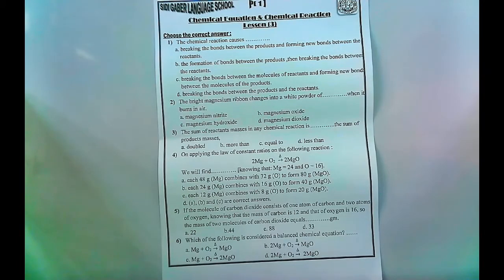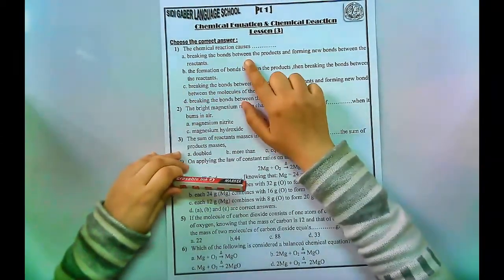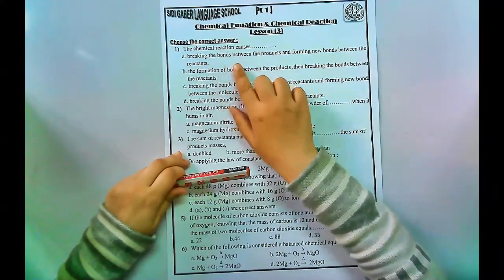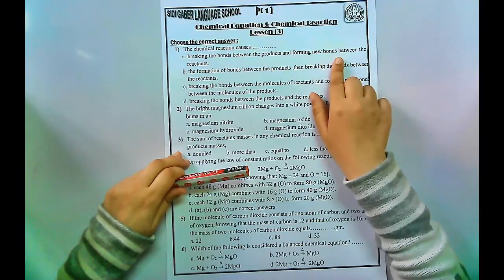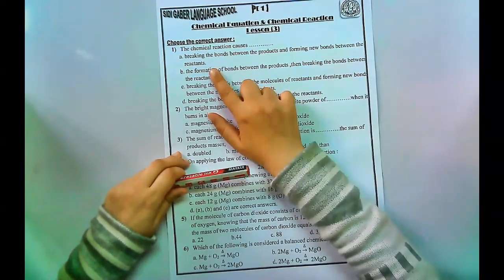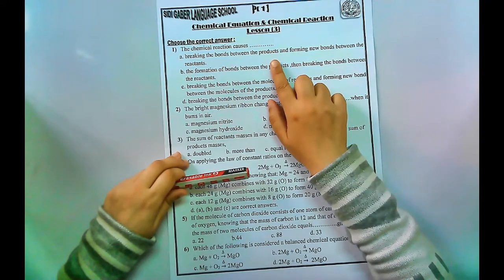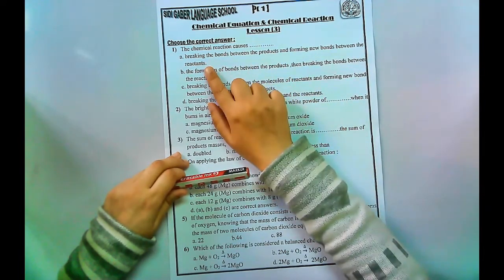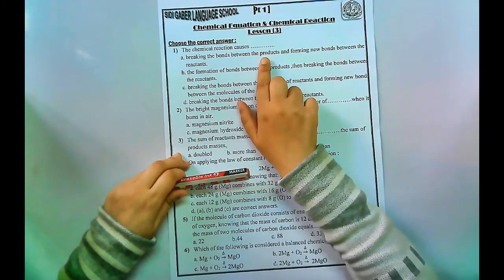Today we will make a revision for the April exam. Number 1. The chemical reaction causes a breaking of bonds between products and the formation of new bonds between reactants. This is wrong because the bonds in the reactants are the ones which are broken, but in the products, they form new bonds.